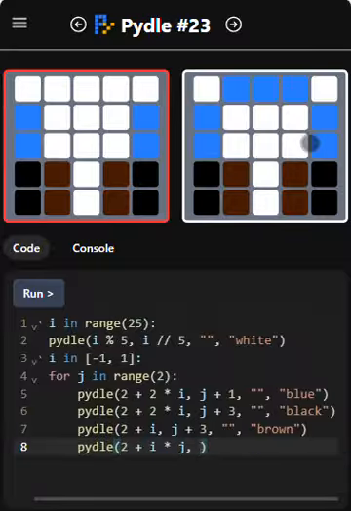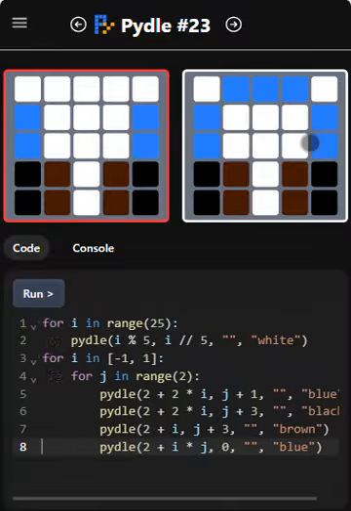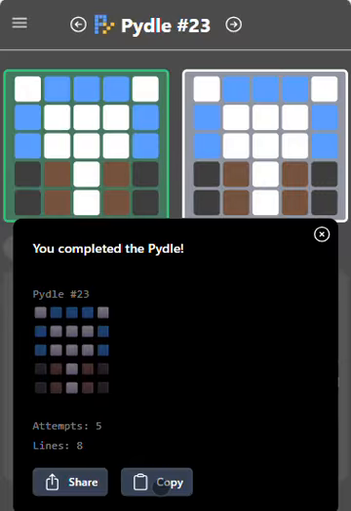And y is actually 0 because it's the top row, and we need that as blue. Okay. If I run that, that should have solved the puzzle.